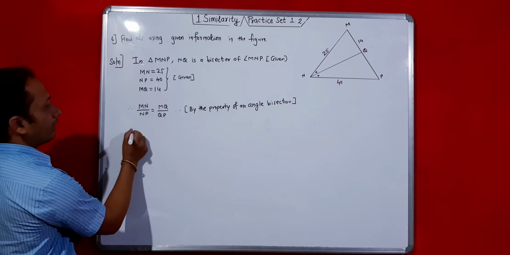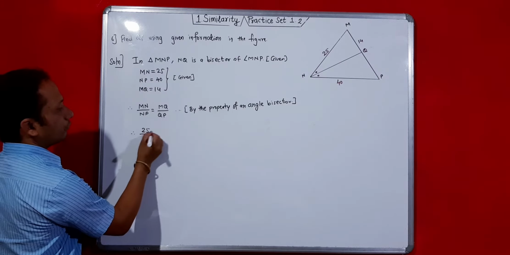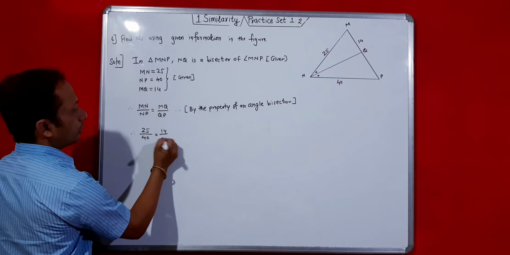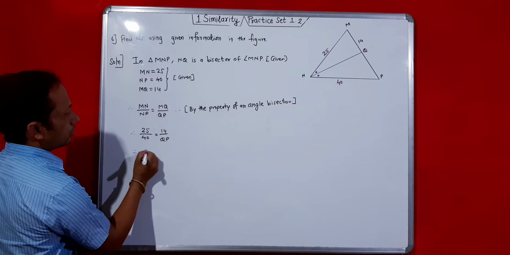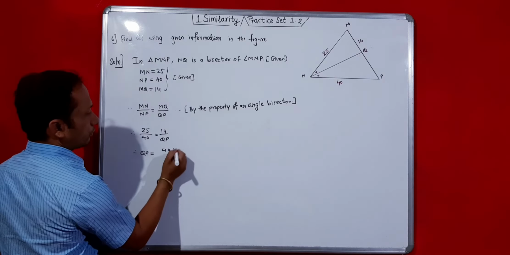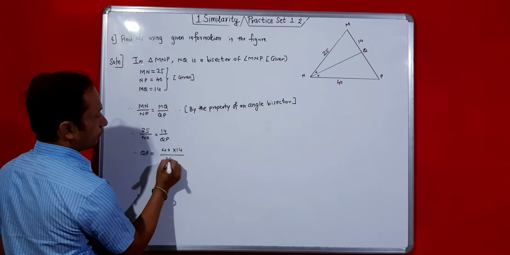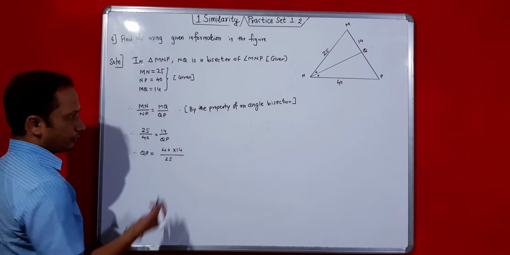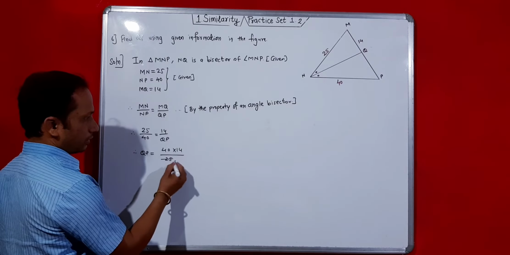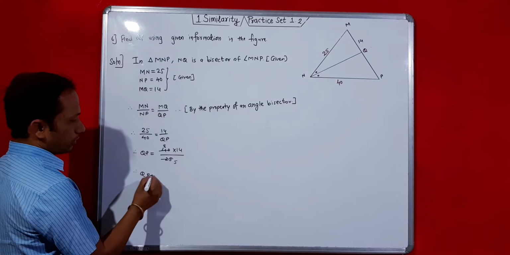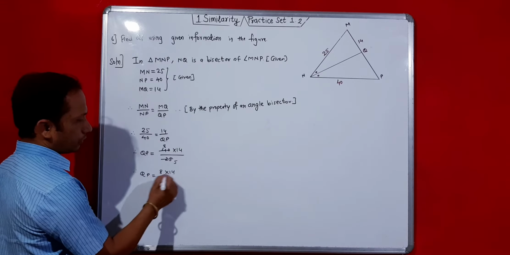So what are the values you put here? 25 upon 40 is equal to 14 upon QP. Just do the cross multiplication. So this is 40 into 14, and this is 25. Just use 5: 5 fives are 25, and this is 5 eights are 40. So QP is equal to 8 into 14 divided by 5.